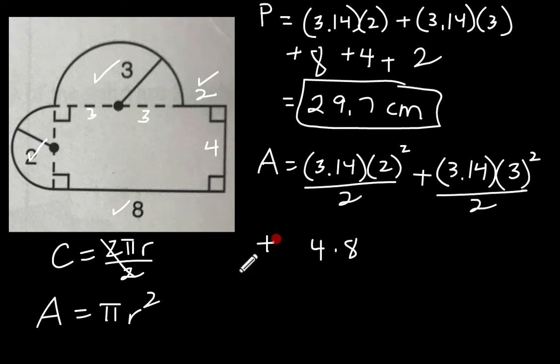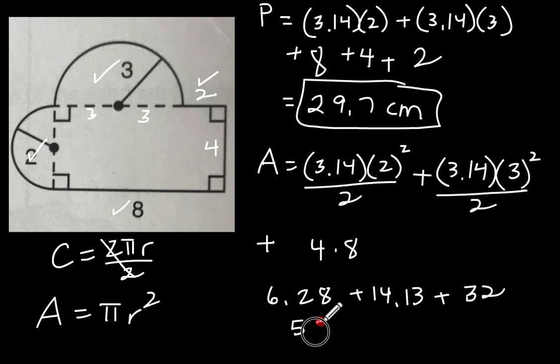So you put these all in your calculator. I think this comes out to be 6.28. Yeah, that's what it's going to be, plus 14.13 plus 32. Add those all together and you get 52.41 centimeters squared.